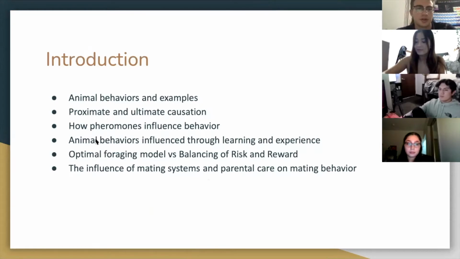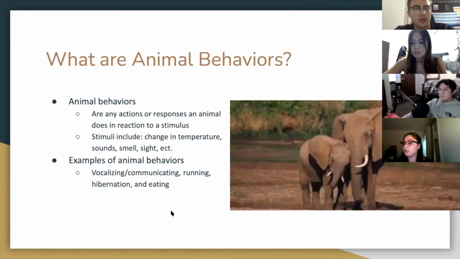To begin with, we're going to talk about animal behaviors and a few examples, and then I'll talk about proximate and ultimate causation, along with pheromones that influence behaviors, and then other behaviors that are influenced through learning and experience, and then a balancing of risk and reward, and also some influence on mating systems and parental control.